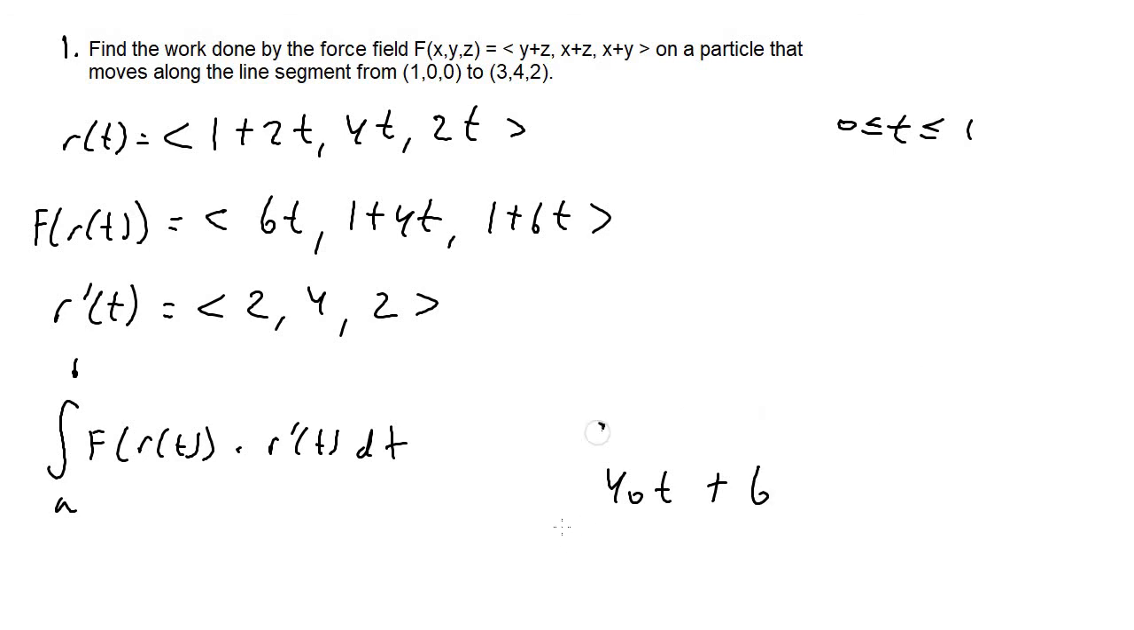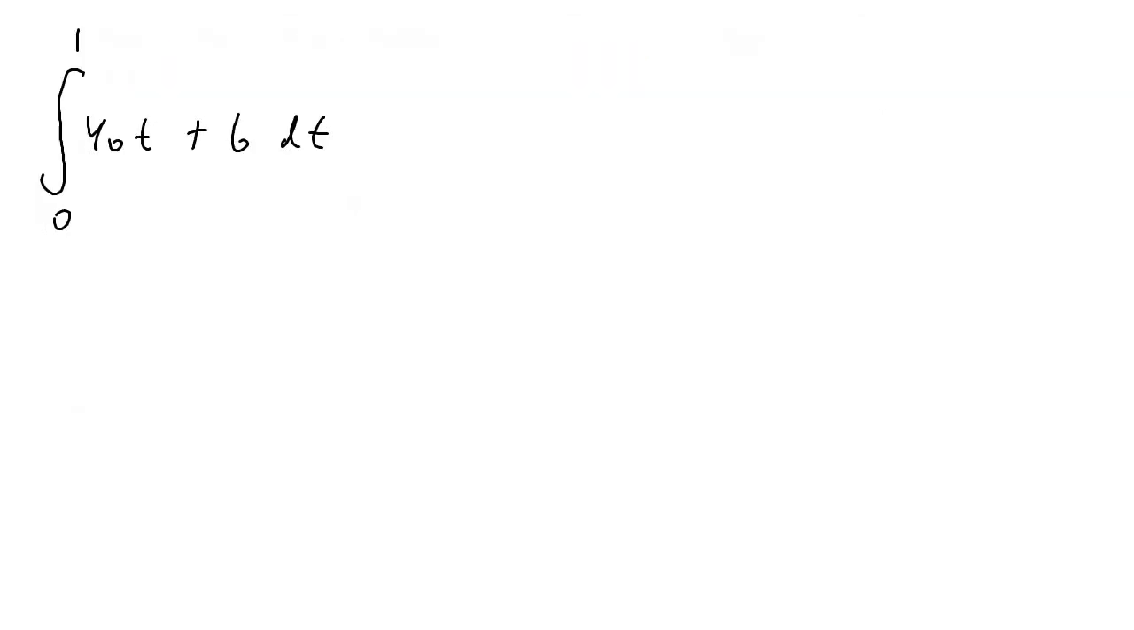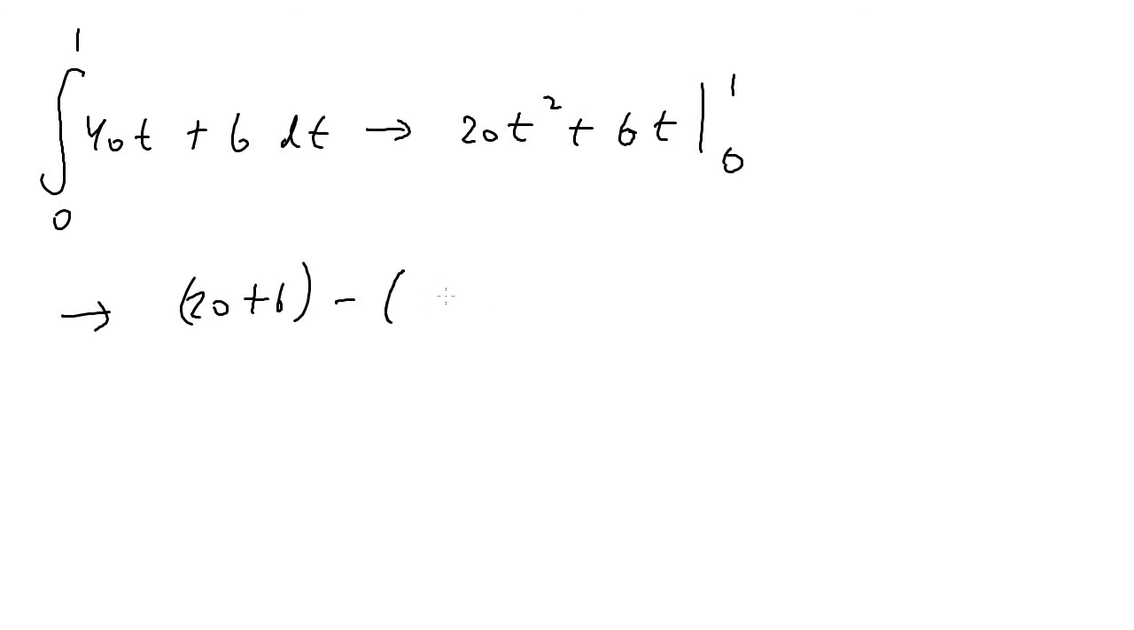So we're going to take the integral of 40t plus 6 with respect to t, from the bounds a to b, which in this case are from 0 to 1. The integral of 40t is 20t squared, plus the integral of 6, which is 6t. So let's evaluate from the t bounds of 0 to 1. When I plug in 1 for t, we get 20 times 1 squared, which is 20, plus 6, minus, when I plug in 0, we just get 0. That cancels, and so our final answer is 26.